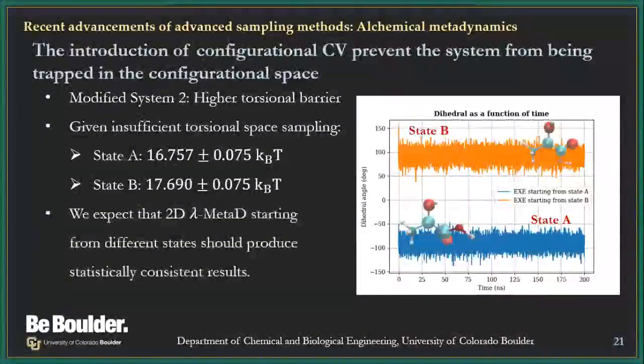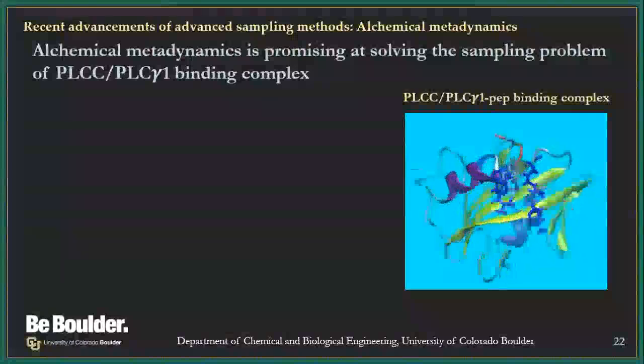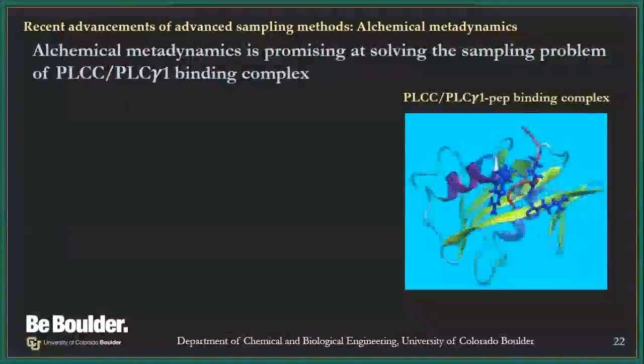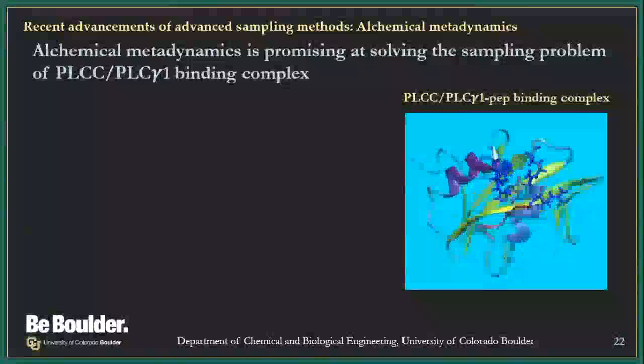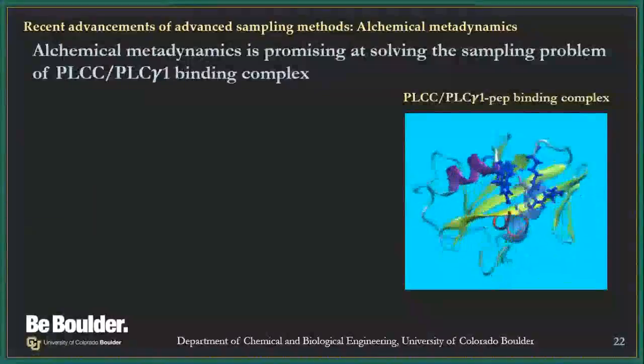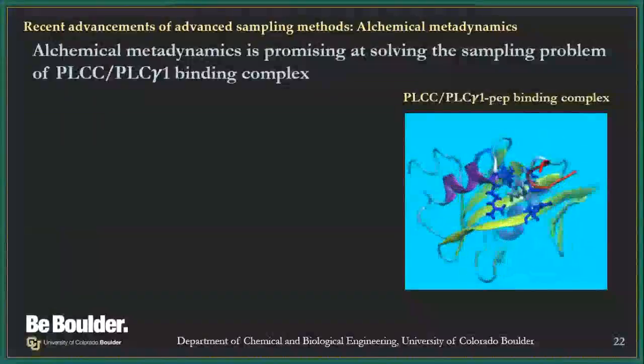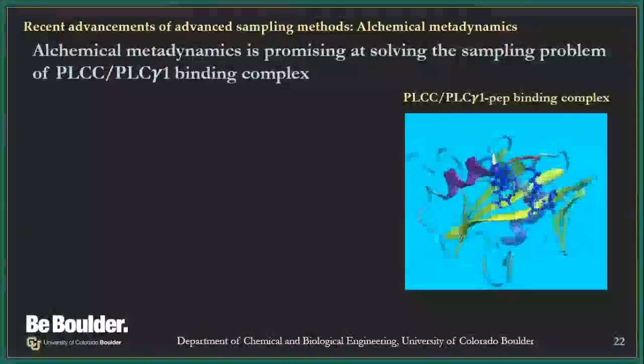And currently, we are wrapping up this project by working on the sampling problem of system 3, and we expect that the introduction of the configurational CV, which is the number of water molecules in the binding cavity, should greatly accelerate the configurational sampling of the system. Once the project is done, we expect that alchemical metadynamics can be applied to the sampling problem of more complicated protein-peptide binding complexes, as it is expected to be a more powerful method than expanded ensemble.